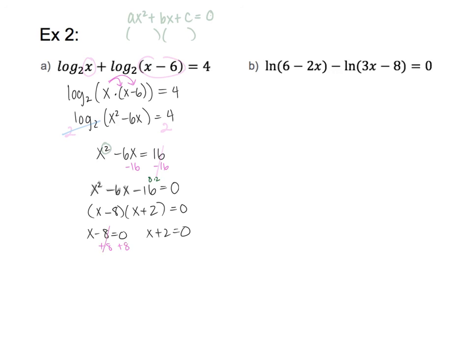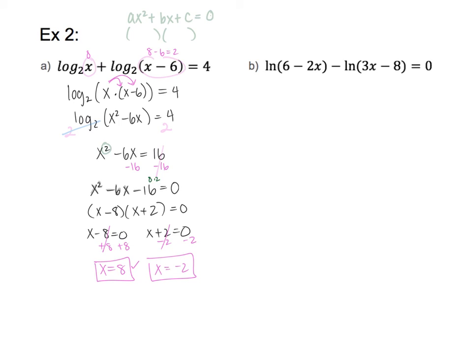So I'm going to add 8 to both sides, so x equals 8. Subtract 2 on both sides, x is equal to negative 2. So looking at this here, these are the 2 answers, but remember, we do need to check. If I plug in a positive 8 into this equation, this would give me a positive 8, and this would be 8 minus 6, which is still a positive 2. So this 8 does work.